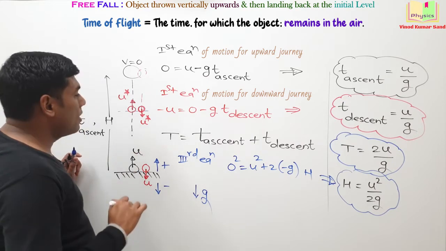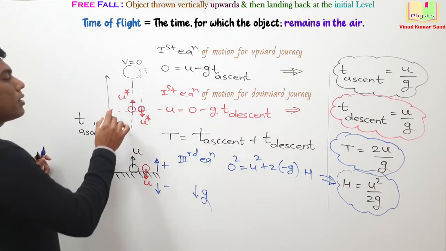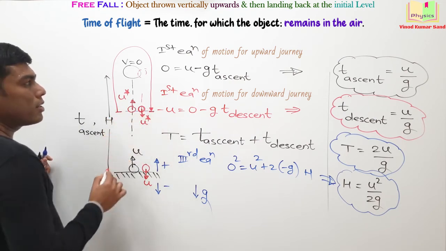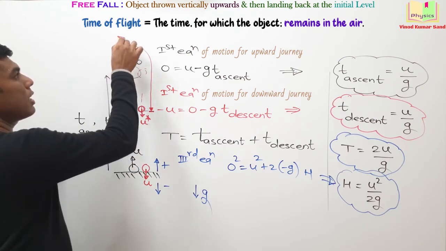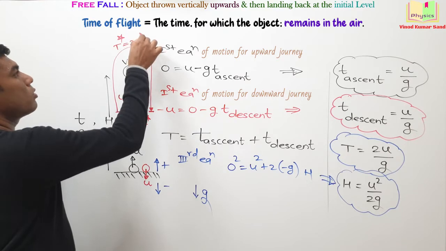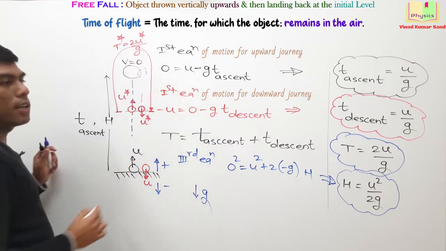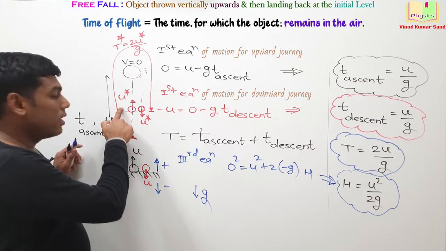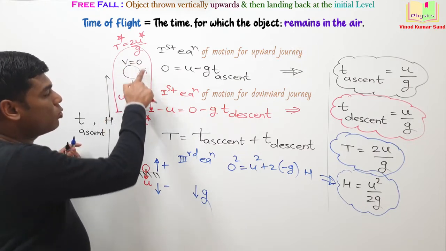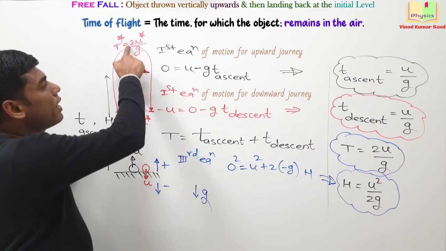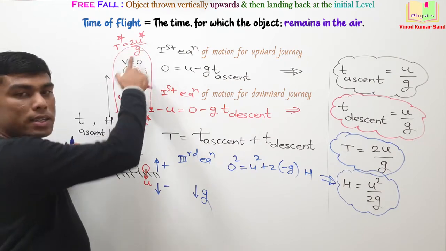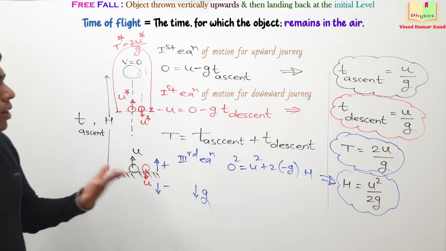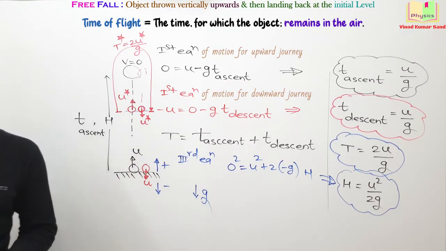The speeds are the same. And another important thing, starting from this level and coming back to the same level, if someone asks you how much time it will consume, it will be 2 u star divided by g. Suppose here the speed of the ball is 10 meter per second. Then coming back to the same level, it will consume the time 2 into 10 divided by 10, means 2 seconds. Okay, note it down, and then we'll be taking up a few important graphs.